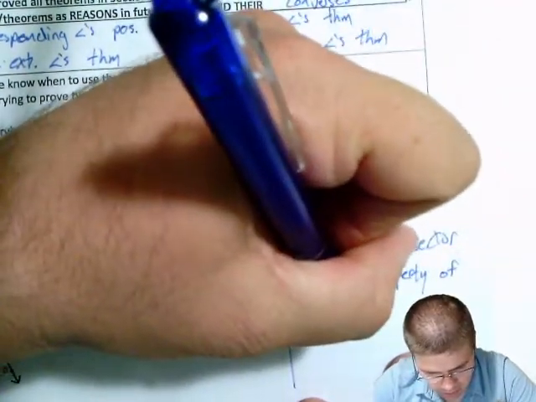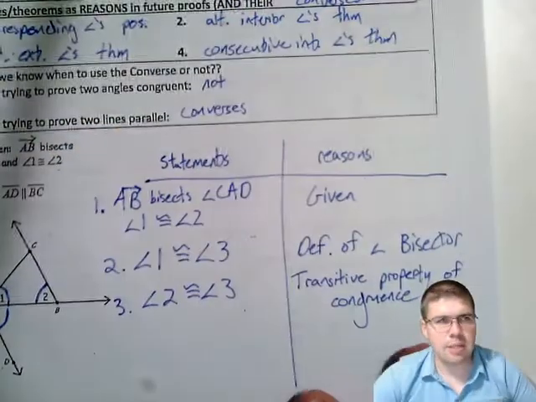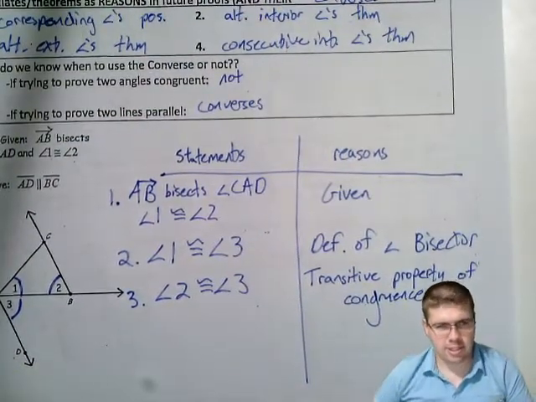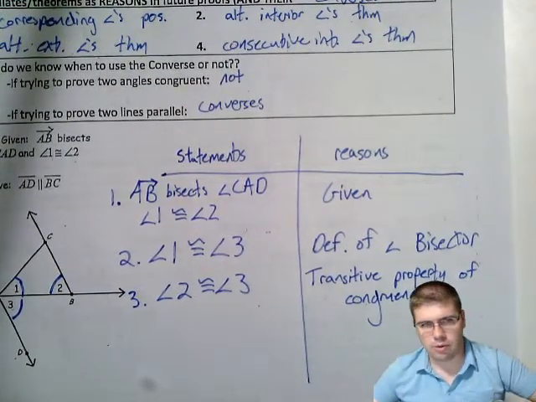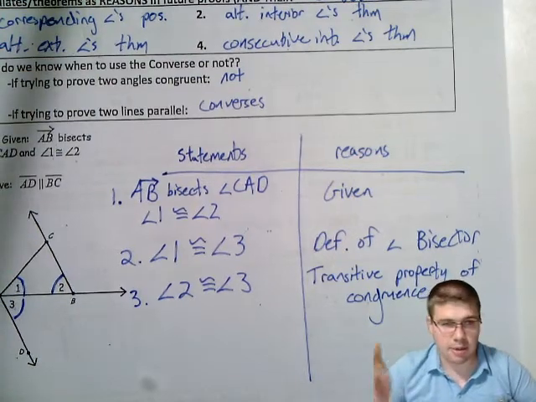of congruence. The transitive property of congruence says something like this. If A is congruent to B and B is congruent to C, that means A must also be congruent to C. Another way of saying that is A is the same as B, B is the same as C, A must be the same as C.